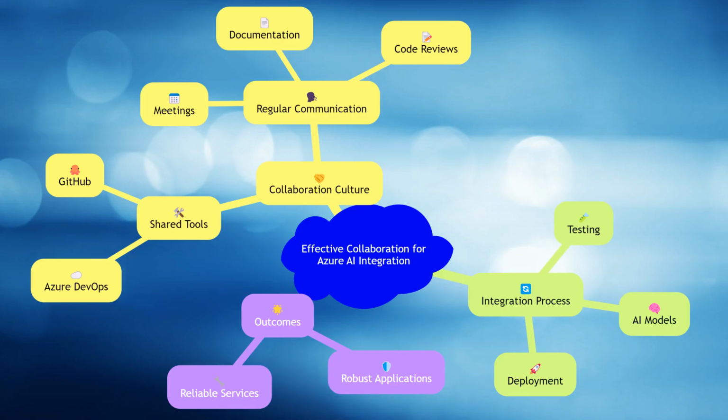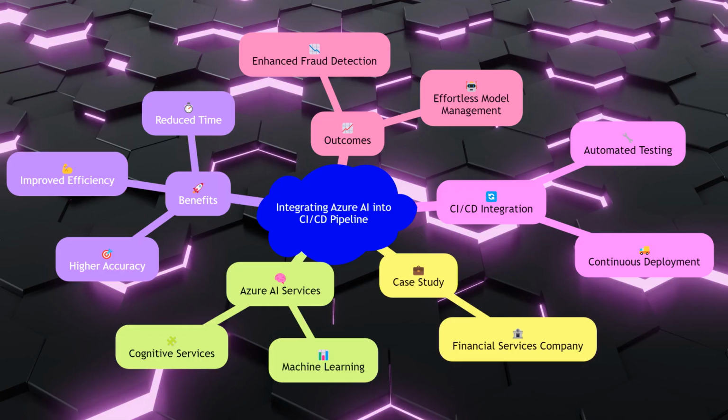Effective collaboration between data scientists, developers, and operations teams is crucial for the successful integration of Azure AI services into a CI/CD pipeline. Foster a culture of collaboration by using shared tools and platforms, such as Azure DevOps and GitHub. Encourage regular communication and knowledge sharing through meetings, documentation, and code reviews. By working together, teams can ensure that AI models and services are seamlessly integrated, tested, and deployed, leading to more robust and reliable applications.